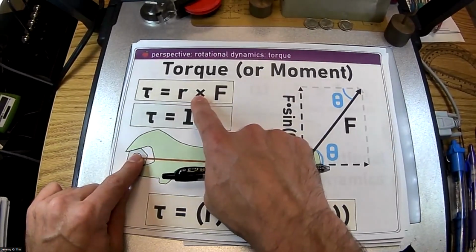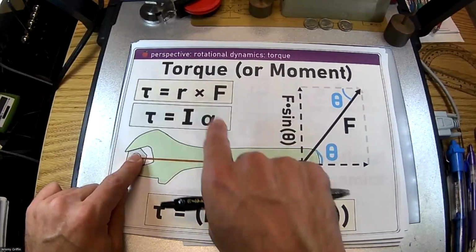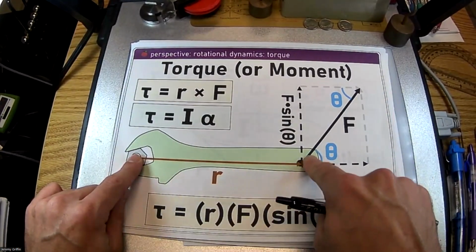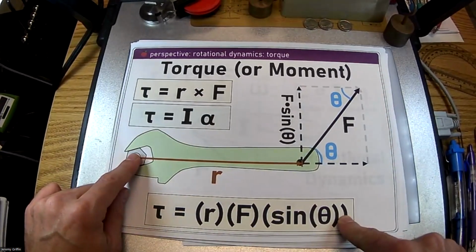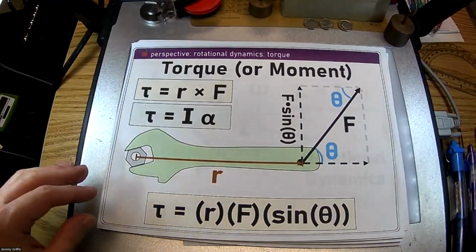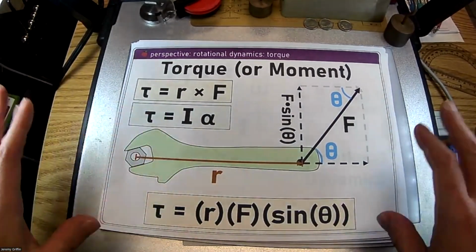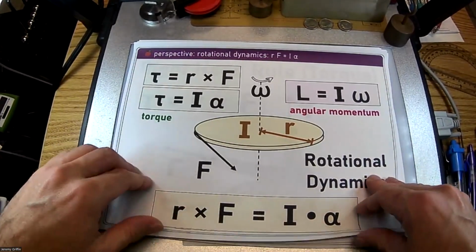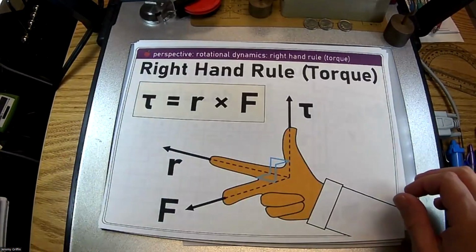The cross means you only multiply the perpendicular components. That's all I care about. So this magnitude, and the sine of the angle between them. So it's really this times this. That's what it comes out to be, right? That's also equal to I times alpha, which is important. You should know that today it's not going to come up so much. So this is a good picture to have in your mind for the topic.